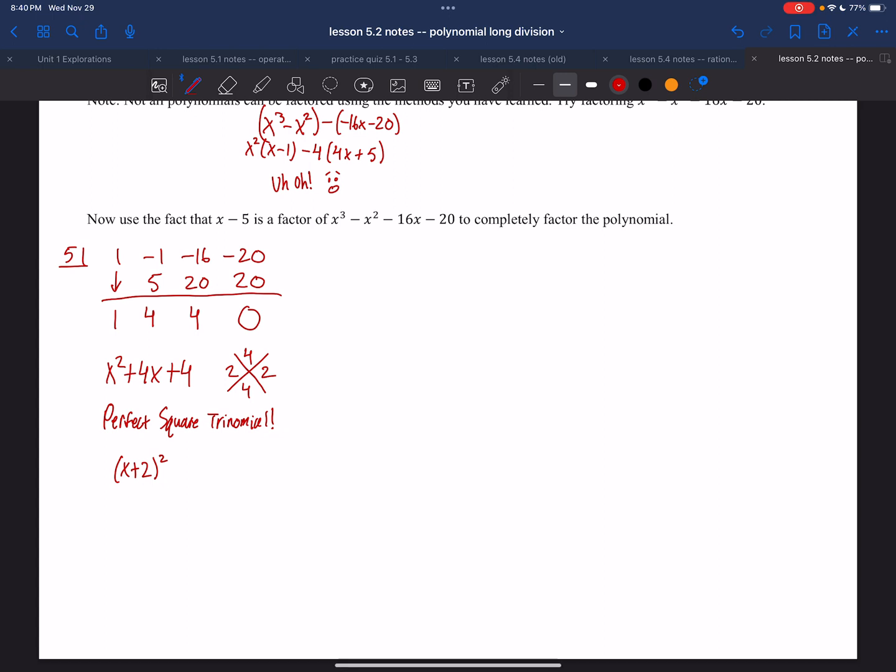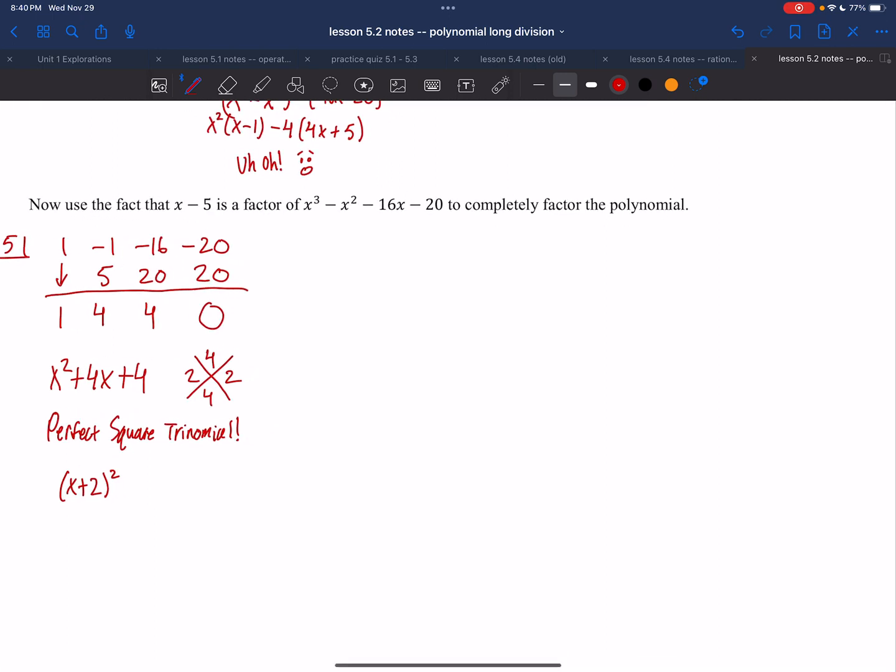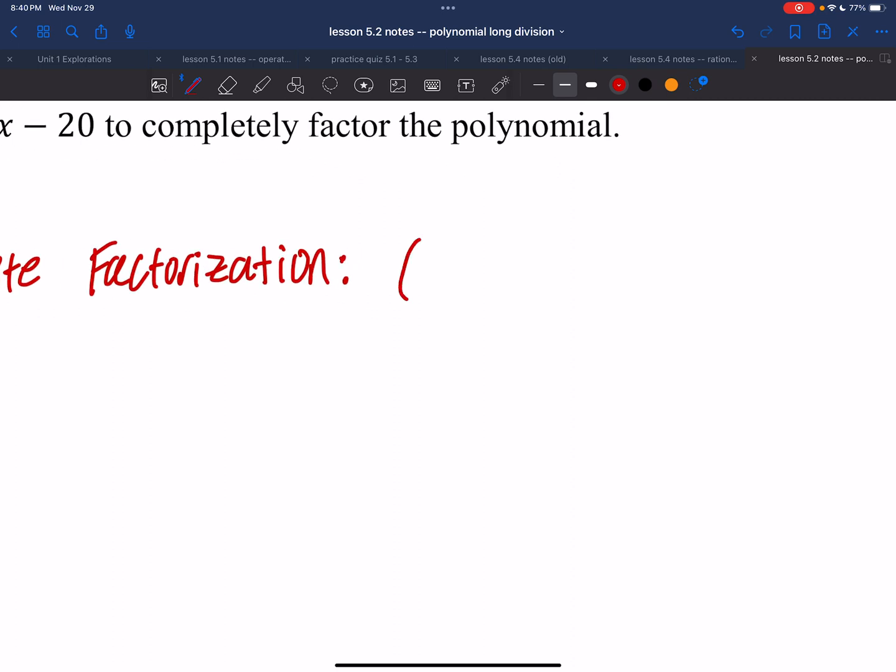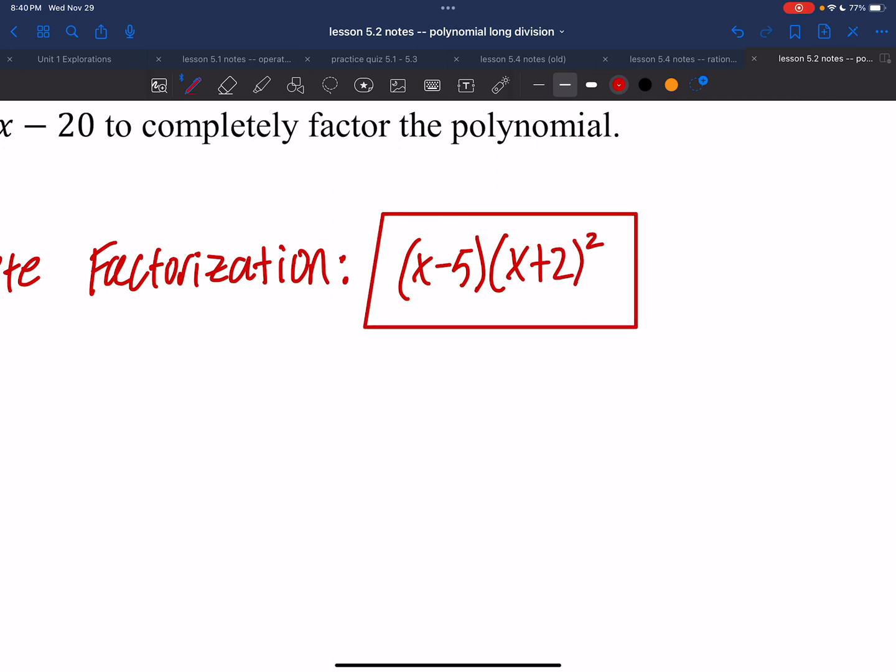So completely factor the polynomial, right? The complete factorization is, well, it's x plus 2 squared times the other thing, the thing you divided by, x minus 5, right? So it's x minus 5, which we knew was a factor, times x plus 2 squared. And ta-da! You fully factored it, right?